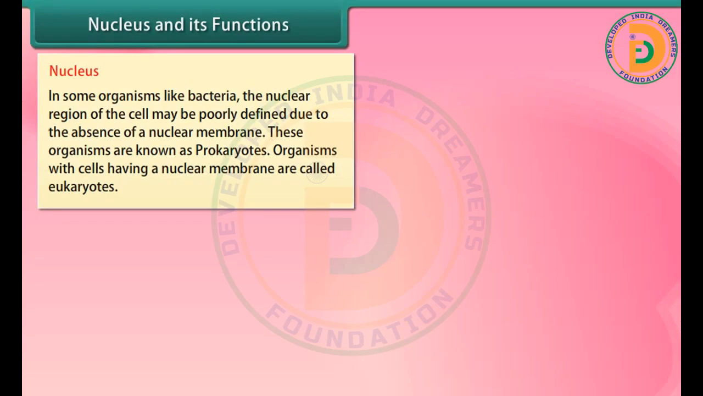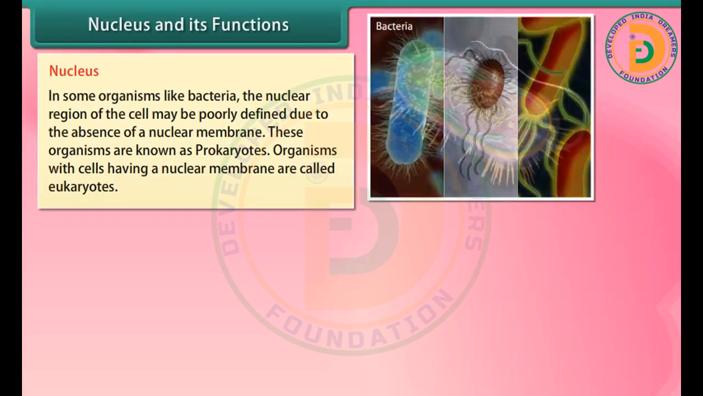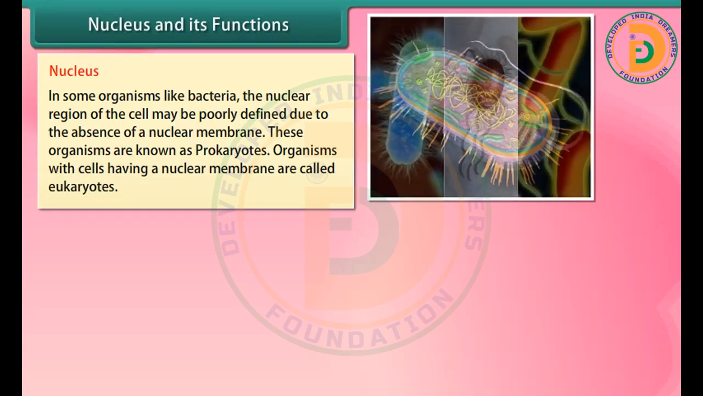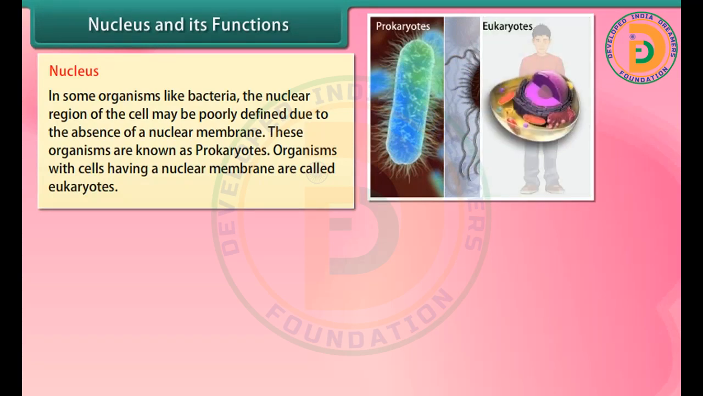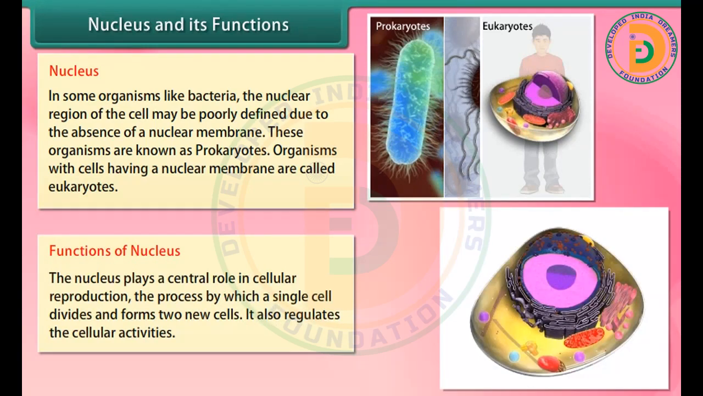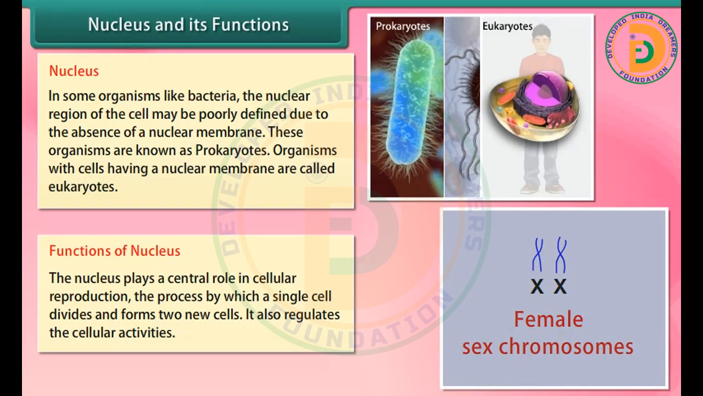In some organisms, like bacteria, the nuclear region of the cell may be poorly defined due to the absence of a nuclear membrane. These organisms are known as prokaryotes. Organisms with cells having a nuclear membrane are called eukaryotes. Functions of nucleus. The nucleus plays a central role in cellular reproduction, the process by which a single cell divides and forms two new cells. It also regulates the cellular activities.